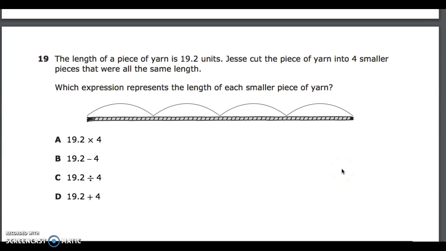Number 19. The length of a piece of yarn is 19 2/10 units. Jessie cuts the piece of yarn into 4 smaller pieces that were all the same length. Which expression represents the length of each smaller piece of yarn?